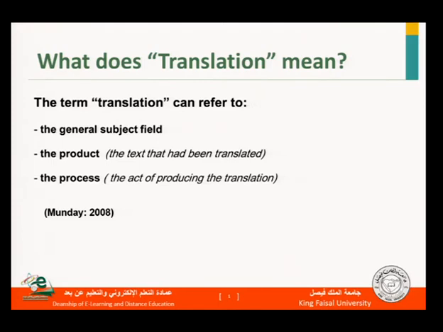The product: you have a text, and you translate that text into English. For example, you have a text in Arabic, and you take that text and begin translating it. When you finish, you give it to your client and say, this is your translation. So this text, translated into English, is the product that Jeremy Munday talks about as a translation. He just wanted to show us what this term may refer to, a translation term.